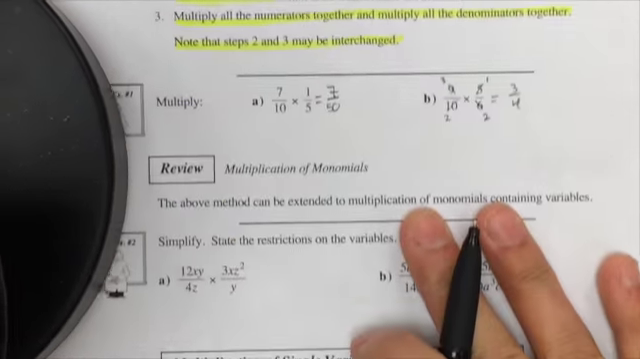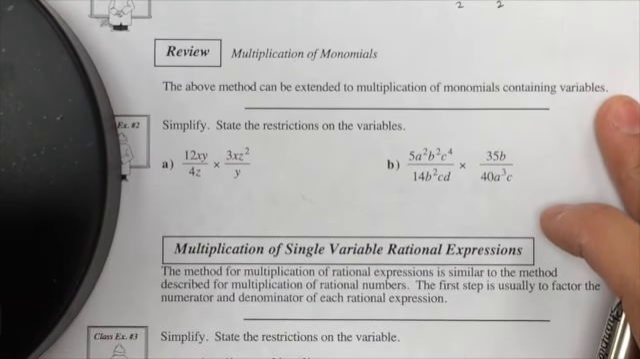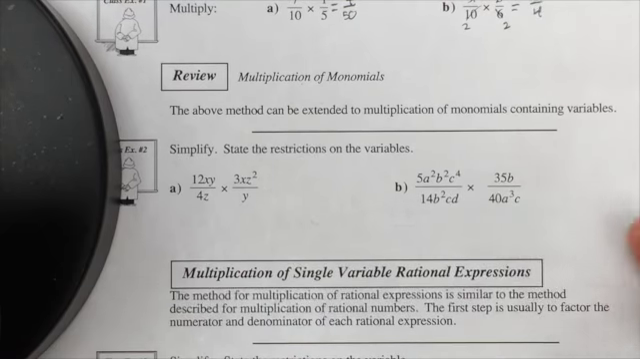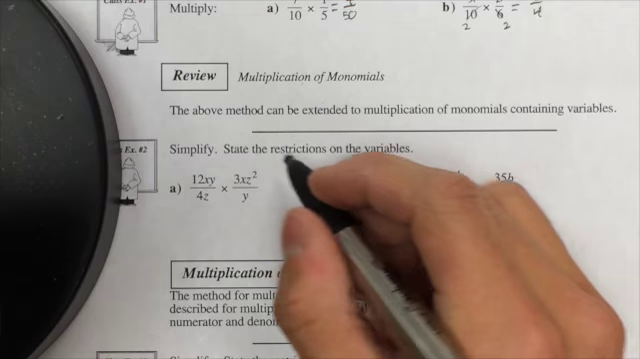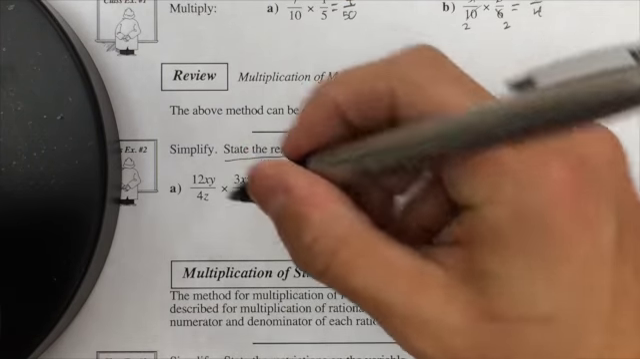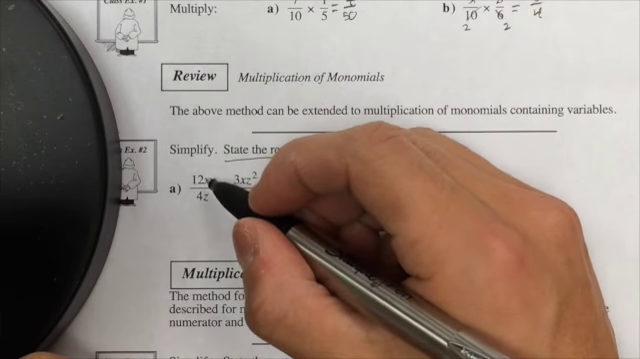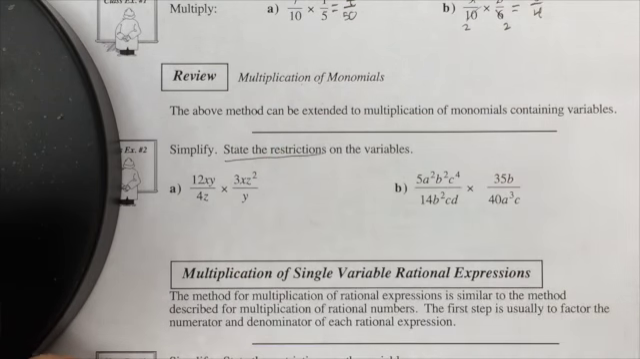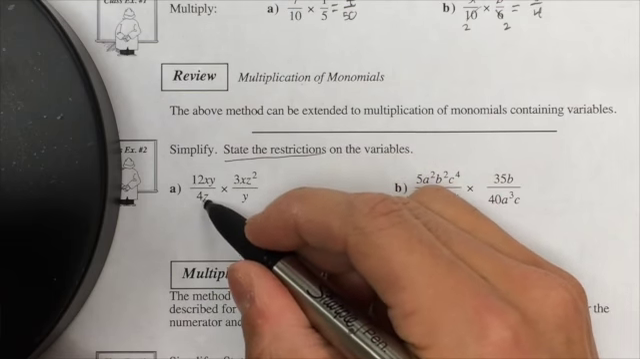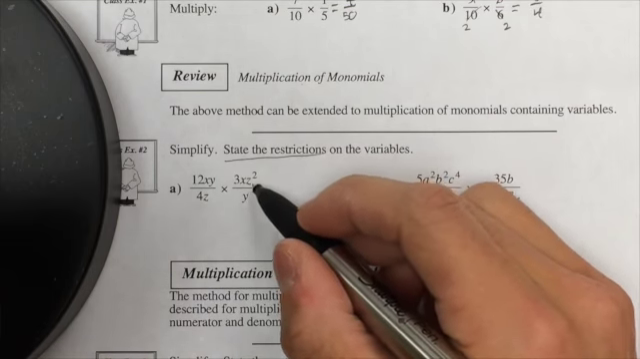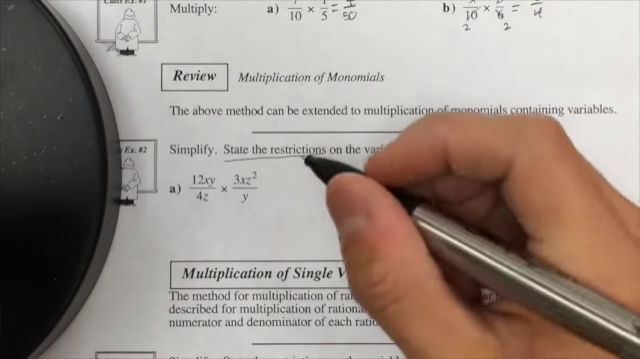Now when we're multiplying rational expressions, it's going to be the exact same. The only difference really is that we're dealing with variables and we need to state the restrictions afterwards. So the first thing I'm going to do is consider the factors of both the numerator and the denominator. So between 12xy over 4z times 3xz squared over y, there are some common factors involved here.